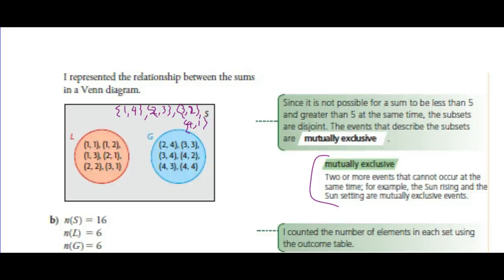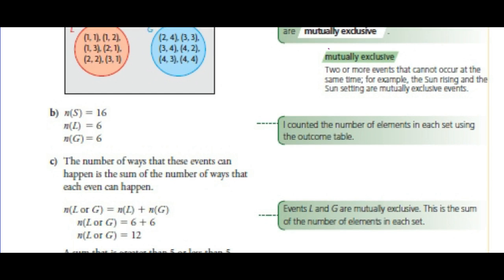Mutually exclusive: 2 or more events that cannot occur at the same time. For example, the sun rising and the sun setting are mutually exclusive, right? It's doing one or the other, right? It's either raining or it's not raining, right? It's sunny or it's not sunny. Those are mutually exclusive events. So in this case, you get less than 5 or you can get greater than 5. You can't get both at the same time.